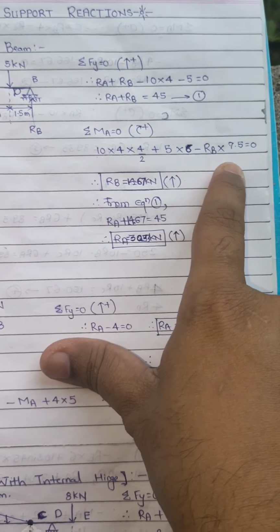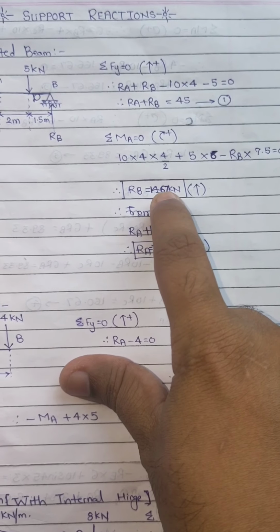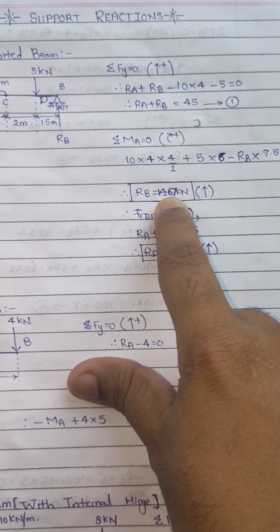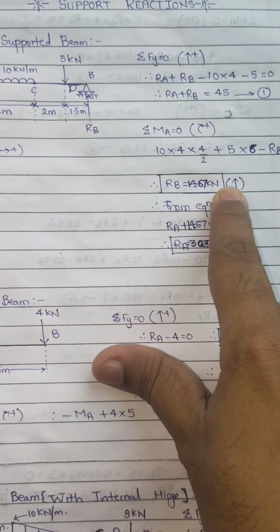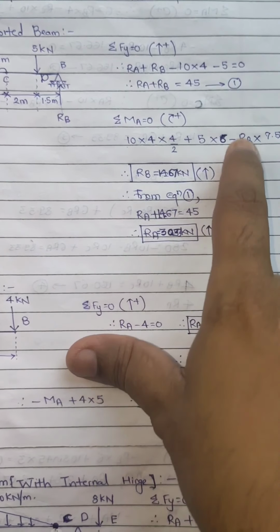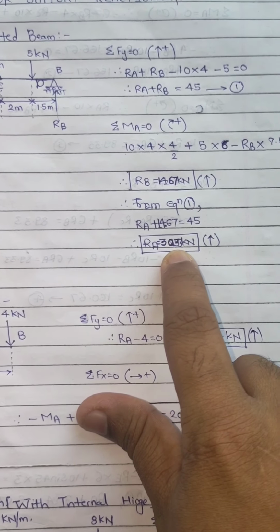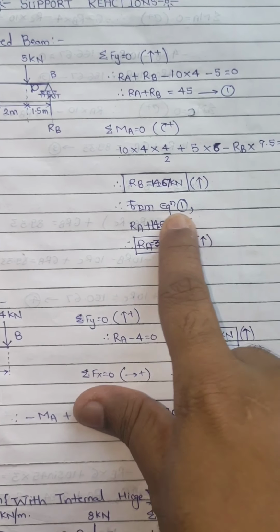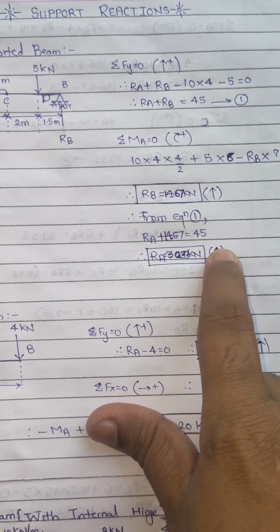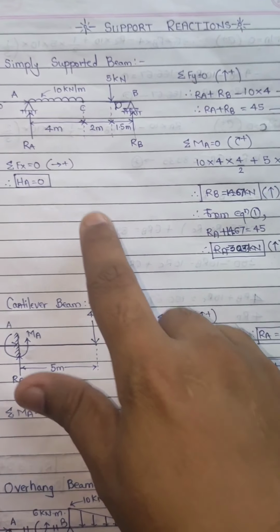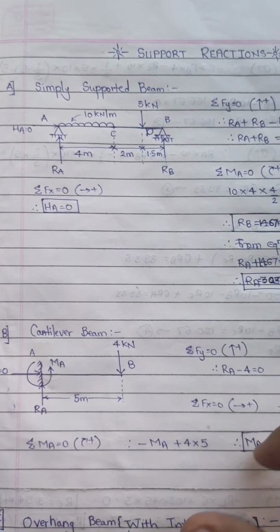When I solve this equation, I get the value of Rb as 14.67, and the answer does not change sign, it is positive, so whatever direction I have assumed is correct, that is upward. And when you put this value in equation number 1, you get Ra, that is 30.33 kN. Again I am not getting any change in sign, so the assumed direction is correct, that is upward. So this is how to find out support reactions for a simply supported beam.